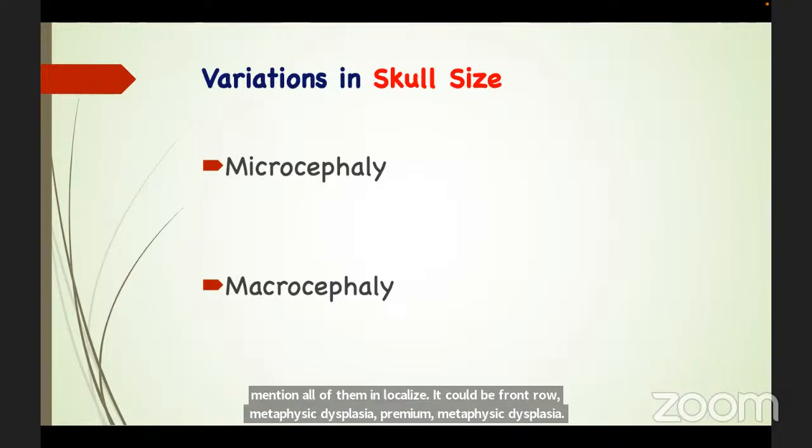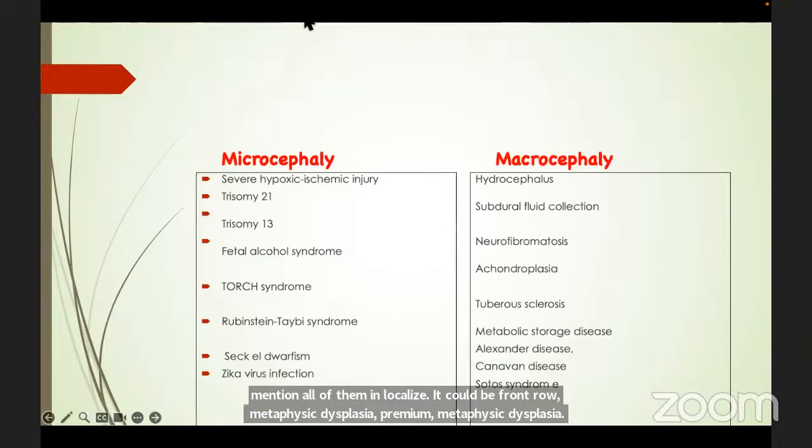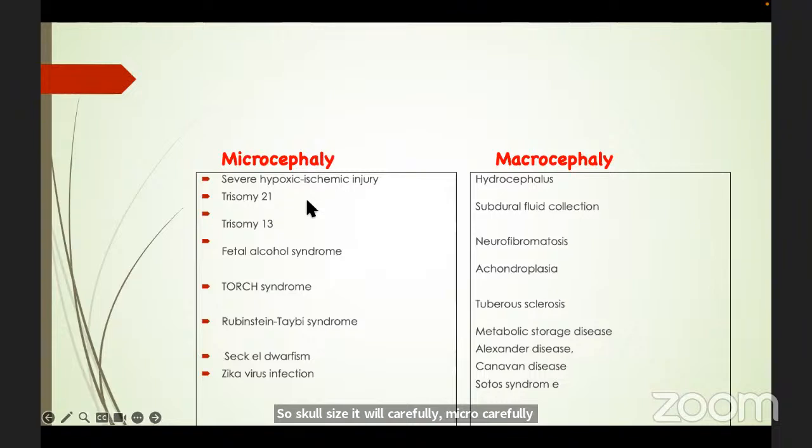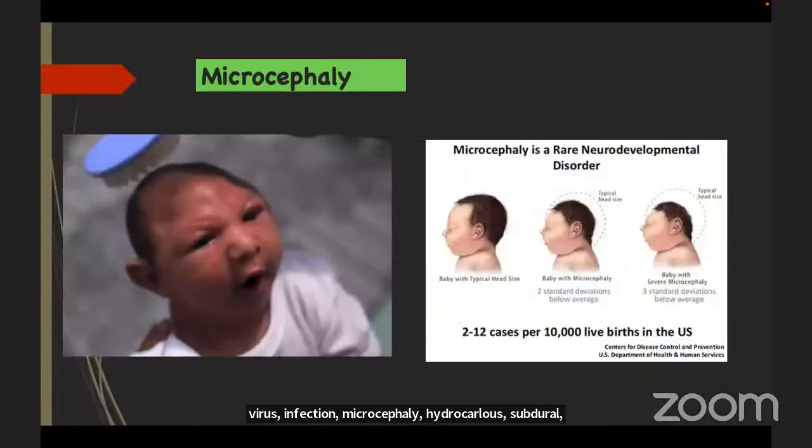So skull size, it could be macrocephaly. Macrocephaly occurs in trisomy 21, 13, severe hypoxic ischemic injury, fetal alcohol syndrome, TORCH syndrome, Rubinstein-Taybi, and Zika virus infection. Macrocephaly can also be due to hydrocephalus, subdural fluid, neurofibromatosis, achondroplasia, tuberous sclerosis, or various other metabolic storage disorders.